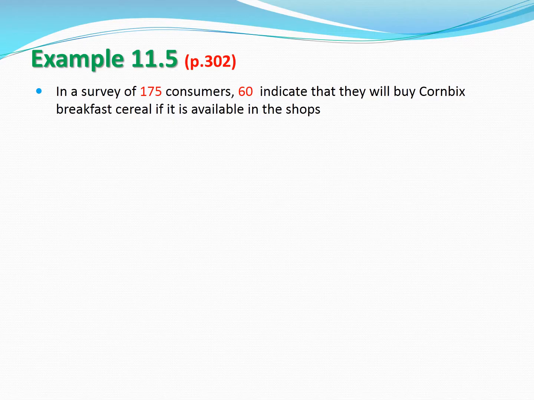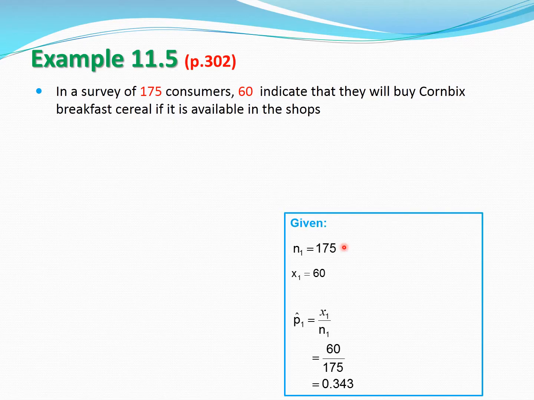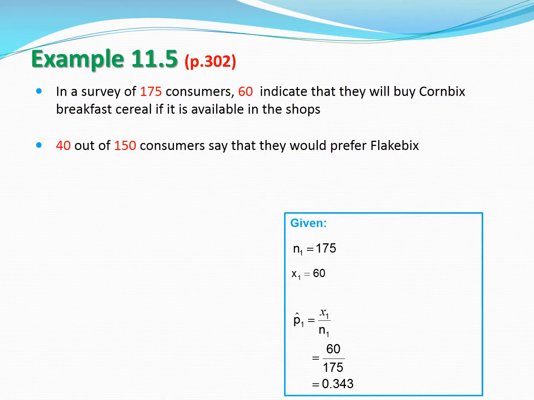There they tell you, in a survey of 175 customers, 60 indicate that they will buy Corn Bix breakfast cereal if it is available in the shops. So that means that our n1 is going to be 175 and x1 is going to be 60. So you have to calculate the sample proportion yourself. So for this first sample, 60 divided by 175 will give you 0.343.